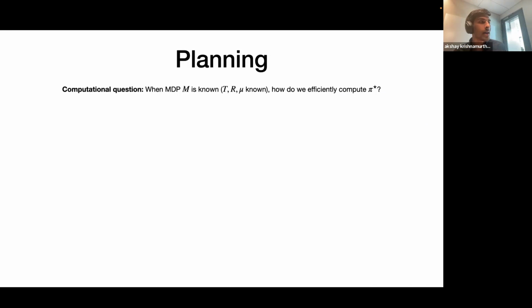So these are all the basics. Maybe the first question to think about when you write down this model is, can we even compute the optimal policy efficiently, even when the MDP is known? So when I know the dynamics, I know the reward, I know the initial distribution, how do you efficiently compute this pi star? And the answer, maybe as alluded to on the previous slide, is you can use dynamic programming.